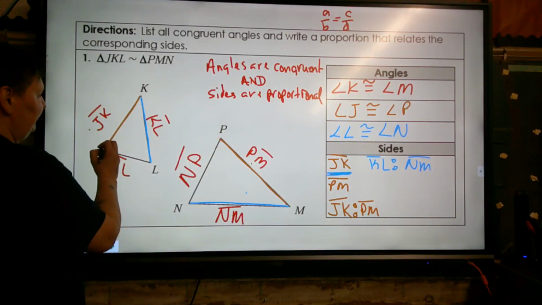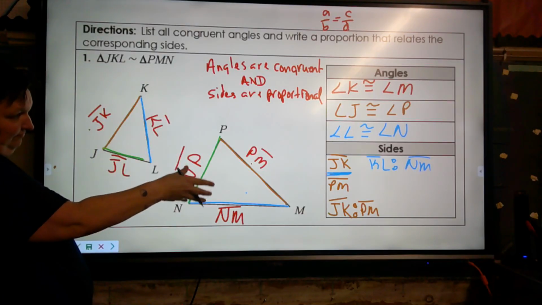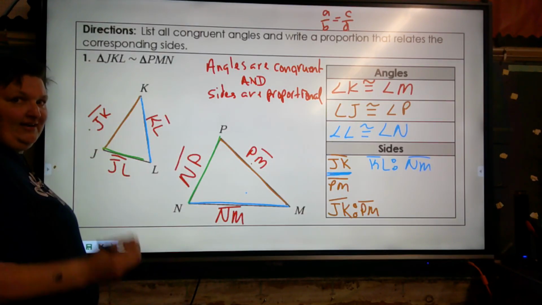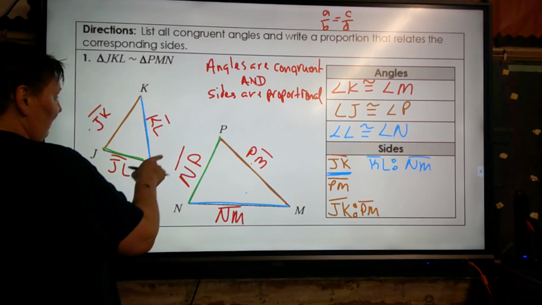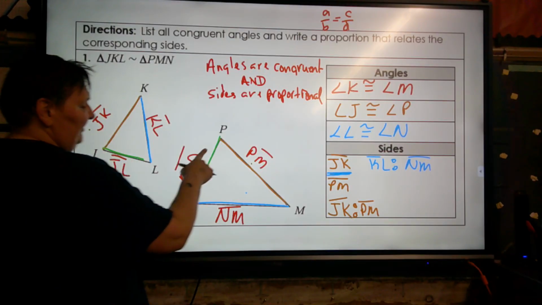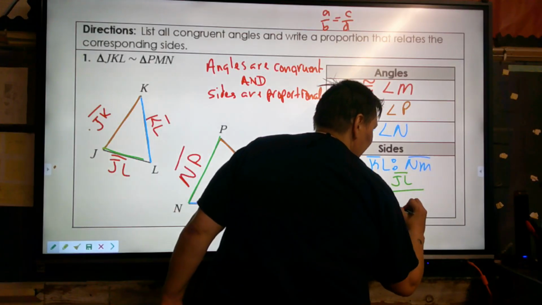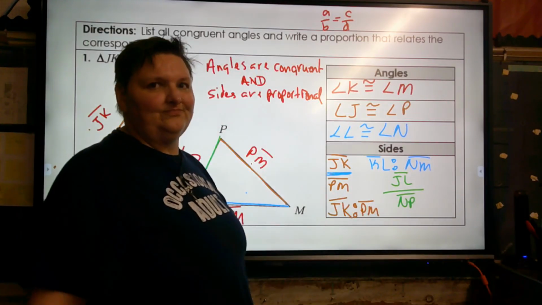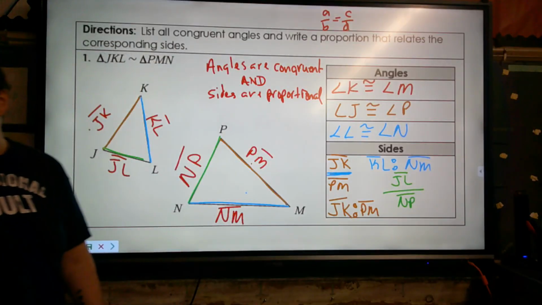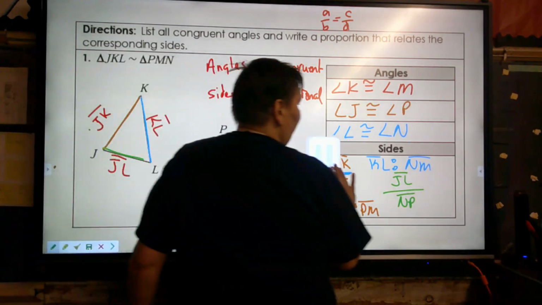And the last one, see how I do it in my head. Feel free to draw colored lines. It really will help. They will label. All right, so the last one was JL and NP. So let's do JL over NP. Whether you do it as a ratio or a fraction, it's 100% up to you. And if it's too much information, draw it without the lines.